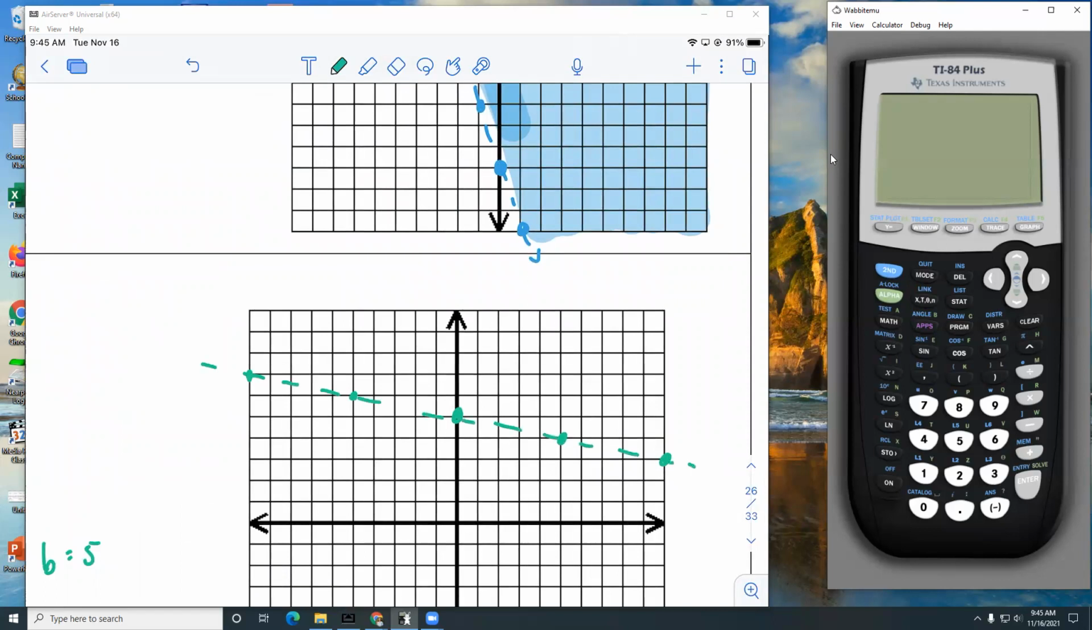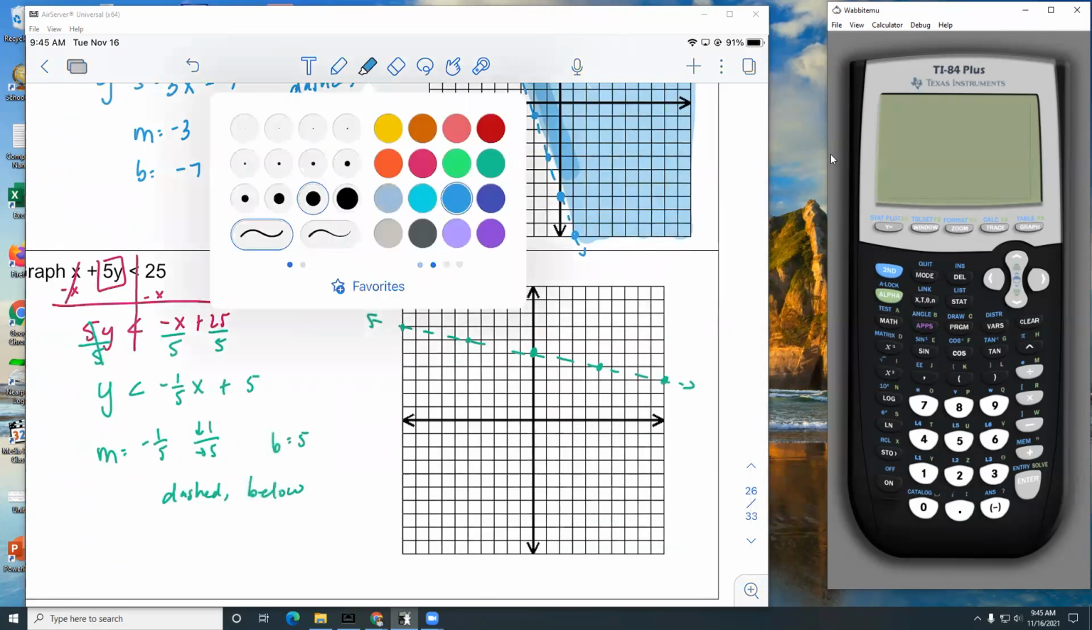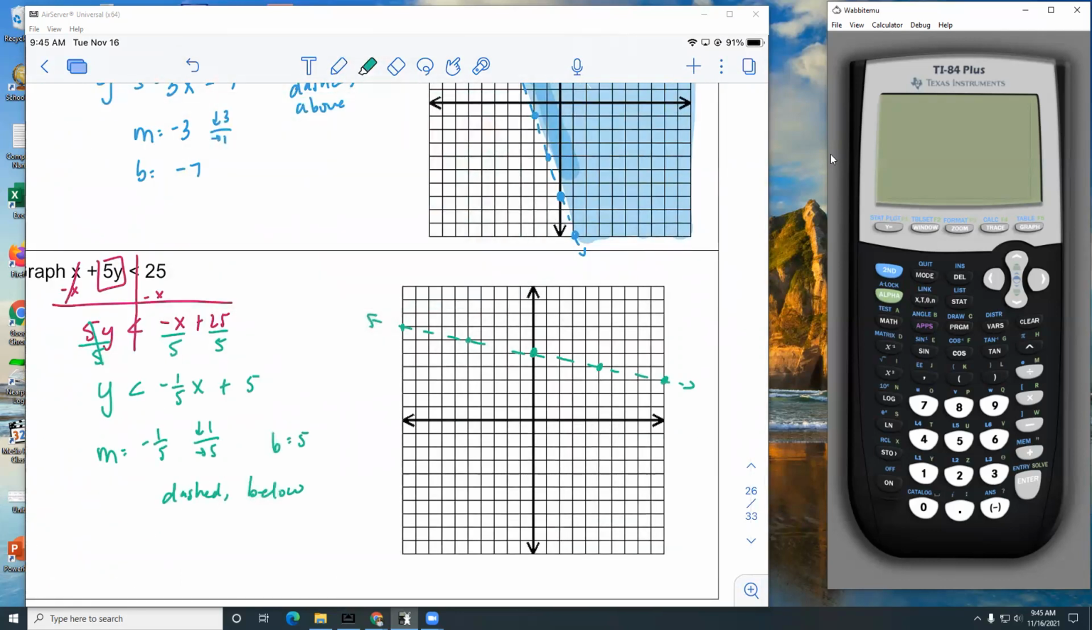Dashed line. Kind of a really wide line. And then let's go ahead and shade everywhere below. So again, that tells me that all of these ordered pairs in this shaded area will be a solution to my inequality. Well done.